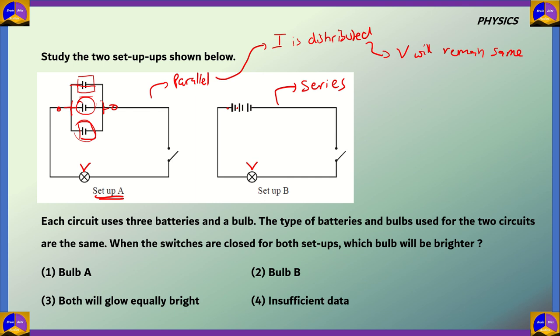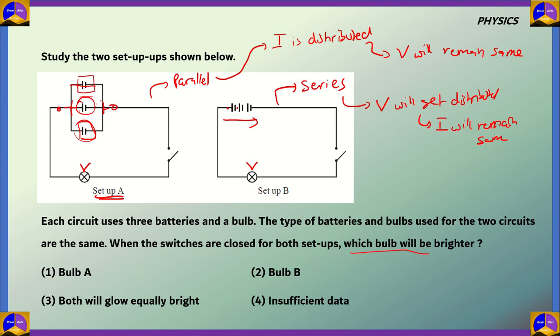Whereas in series, we know that voltage will get distributed, whereas I will remain same, because current has only one path to go through. It will not get distributed.